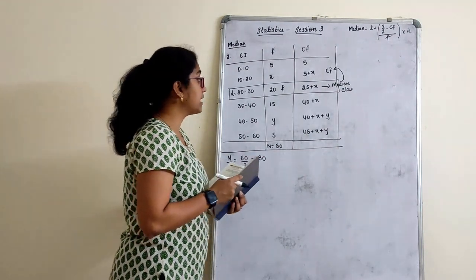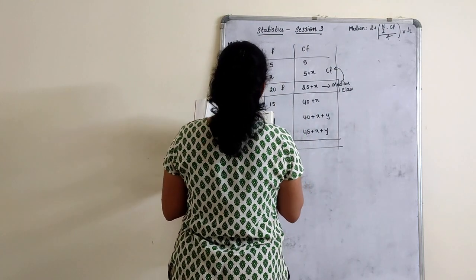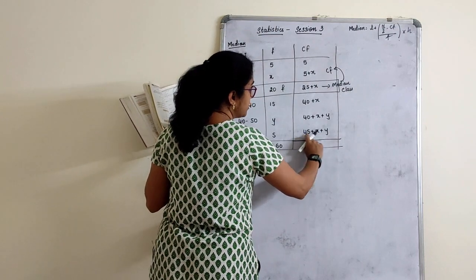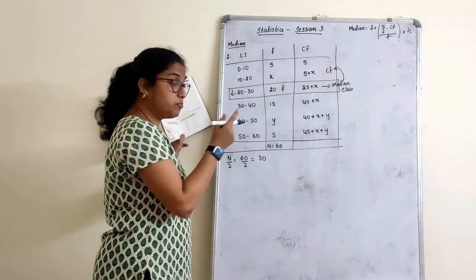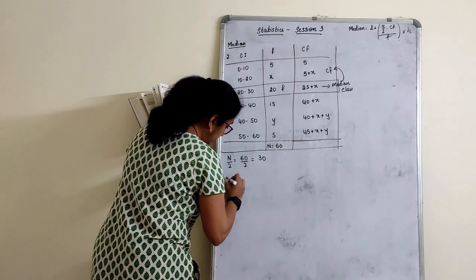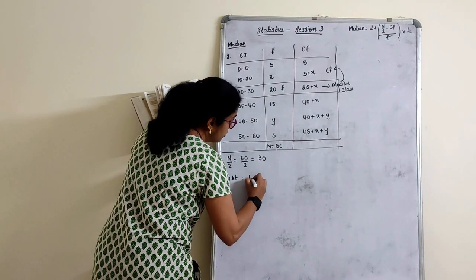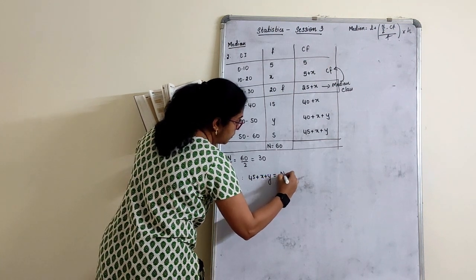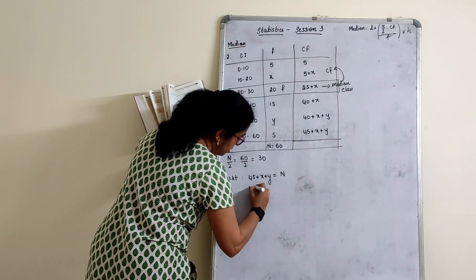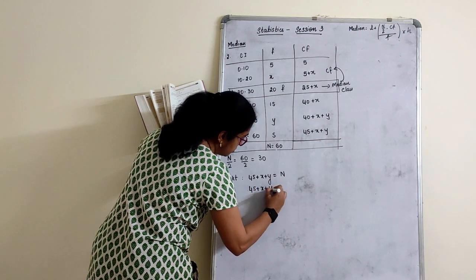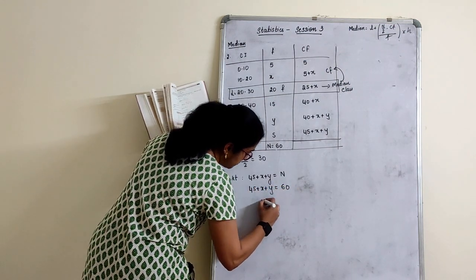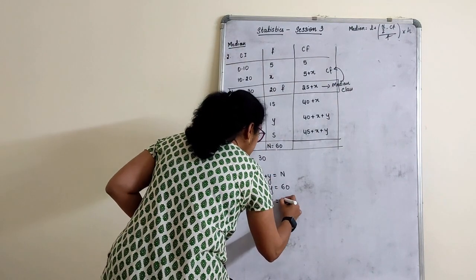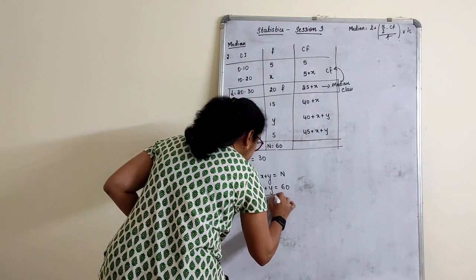Let's continue further. Now x plus y is what we have to find here. See here, our last term should be equal to n. We know that 45 plus x plus y should be equal to n actually, right? That is 45 plus x plus y is equal to 60. x plus y is equal to 60 minus 45, that is 15. Keep this as it is.